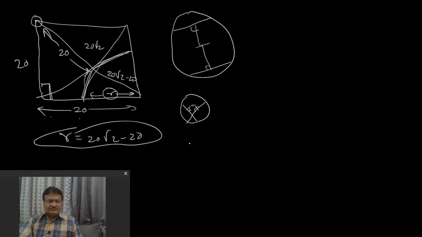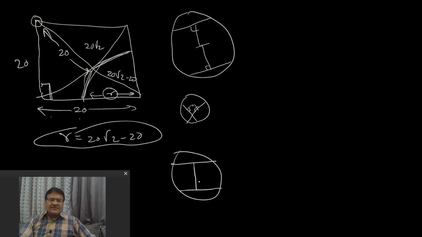Suppose there is a circle and these two chords are parallel and equal, and the distance between these two chords is 24. If the radius of this circle is 20, then what is the length of the chord? Chord length is to be determined.